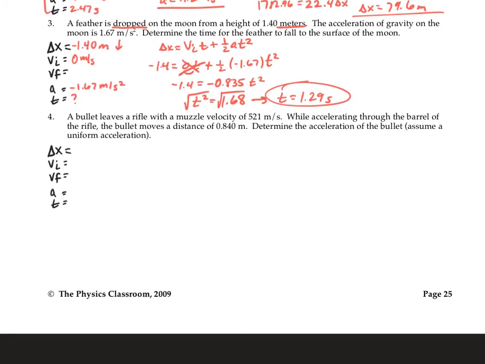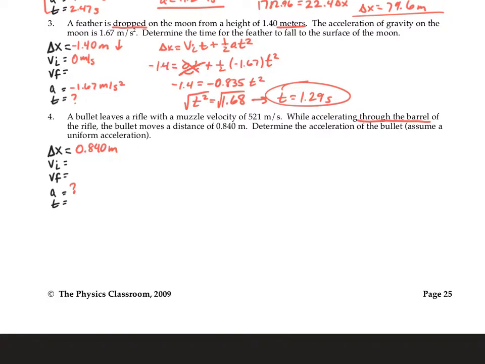All right, number 4. A bullet leaves a rifle with a muzzle velocity of 521 meters per second. While accelerating through the barrel of the rifle, the bullet moves a distance of 0.840 meters. Determine the acceleration of the bullet. Okay. Now, why did I just skip the 521 meters per second? Because it's a little difficult at first glance to figure out, is the 521 the initial or the final velocity? Well, the context of the problem kind of helps me here. While accelerating through the barrel of the rifle. So my problem here is from when the trigger is pulled to when it leaves the barrel.